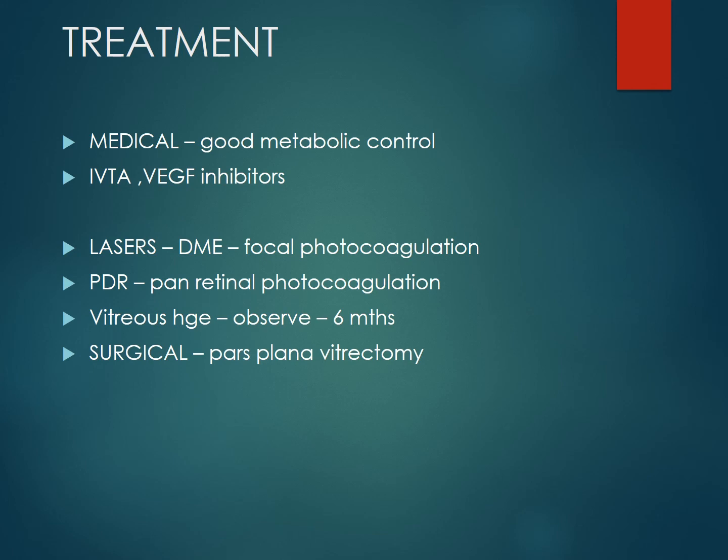That is the idea with which you are doing a pan-retinal photocoagulation, where you are actually knocking off the entire peripheral retina so that you are able to have some vision by preserving the central retina. And if the patient has got a vitreous hemorrhage, you will observe for 4 to 6 months, and if it's not clearing, you will have to do a pars plana vitrectomy.